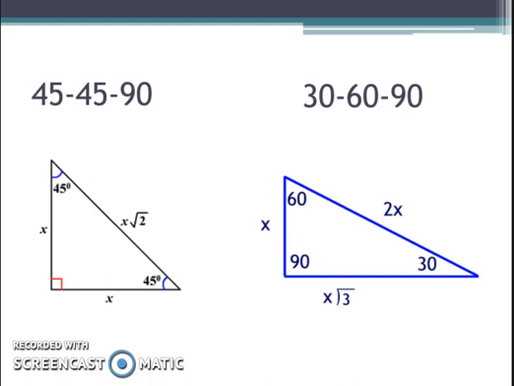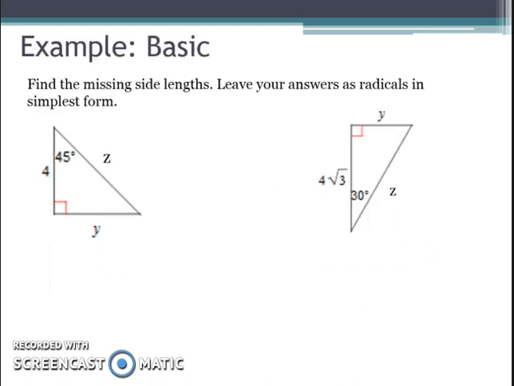Okay, so let's see some examples of this. What I'm going to do is use the formulas to set this up. Well, I know y is a leg on the 45, 45, 90. The leg is just x, so y equals x. I know that the hypotenuse is x square root of 2, so z equals x square root of 2. And I know the other leg is 4. Well, the legs are x, so x is 4. So now I can fill that in for the rest of the information. y equals x, which is 4, so y equals 4.